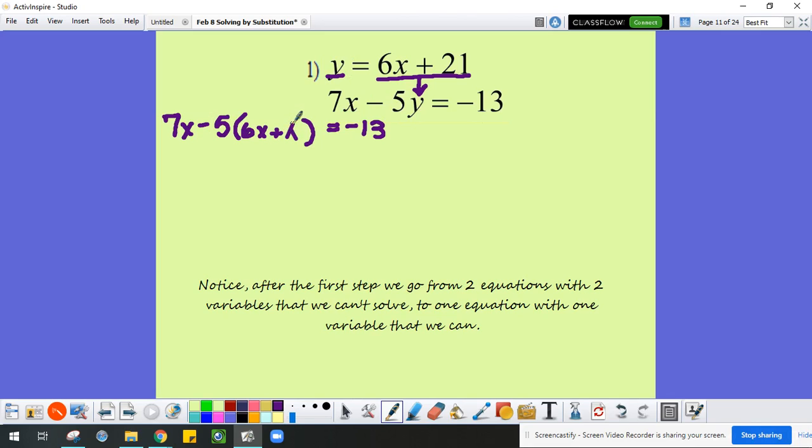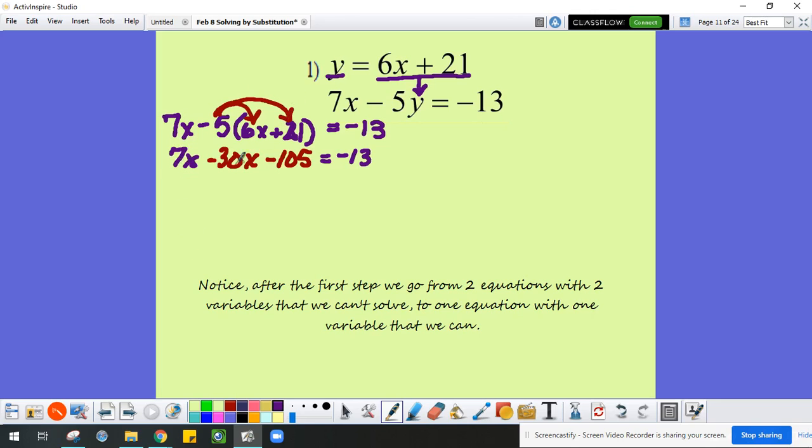Now, guys, this brings us back to the beginning of the year when we practiced using the distributive property. When you have a number outside the parentheses, you're going to multiply that number by both things in the parentheses as your first step. So this is a negative 5. Negative 5 times 6x is negative 30x. And negative 5 times 21 is negative 105. But don't forget, everything else gets brought down. So I'm going to bring down negative 13, and I'm going to bring down 7x.